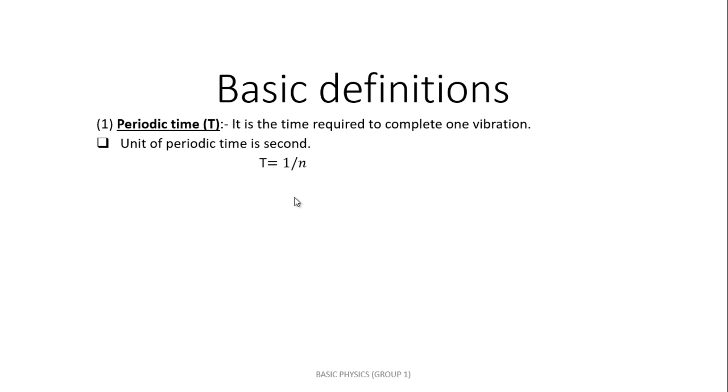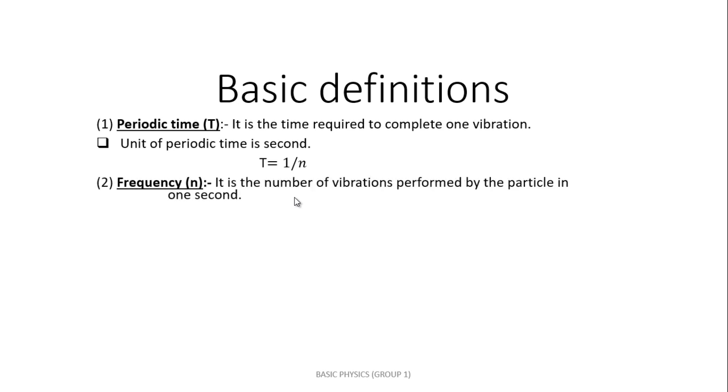Now second definition, frequency. Frequency, now it is the number of vibration performed by the particle in 1 second. એટલે કે એક સેકન્ડની અંદર જેટલા પણ વાઇબ્રેશન થાય, નંબર ઓફ વાઇબ્રેશન, એક સેકન્ડમાં જેટલા પણ વાઇબ્રેશન થાય એ બધાના ટોટલને કહેવામાં આવે છે ફ્રીક્વન્સી. તો એનો યુનિટ છે હર્ટ્ઝ. તો unit of frequency is hertz.